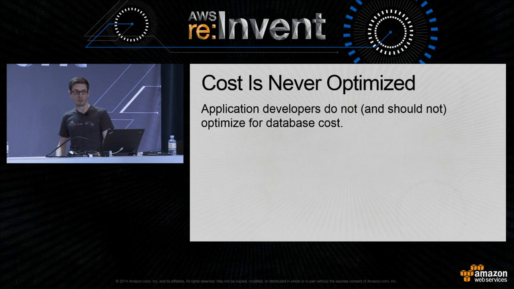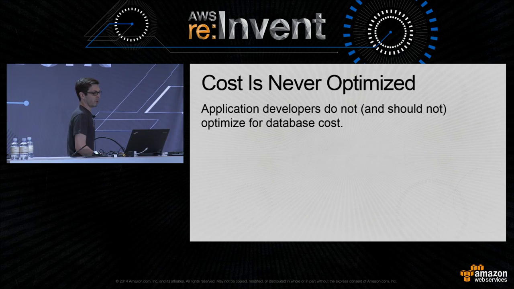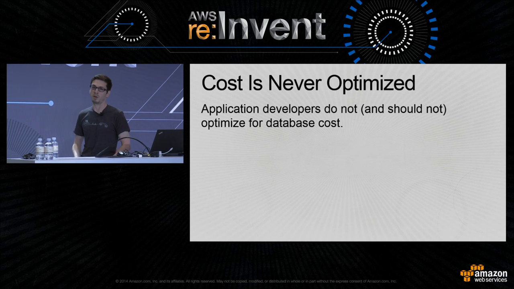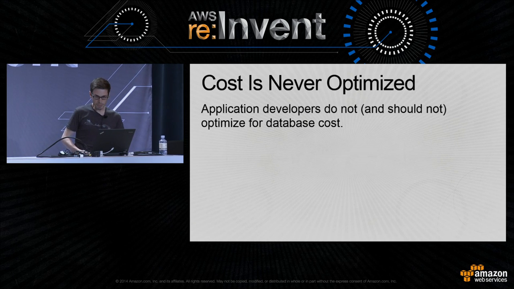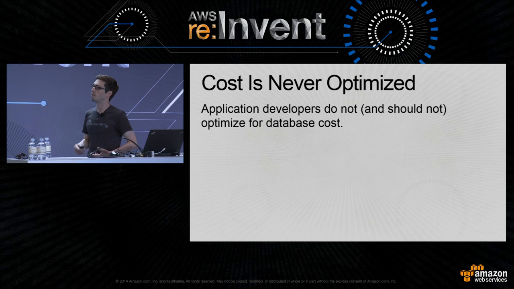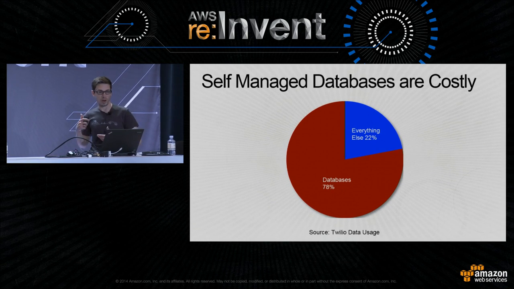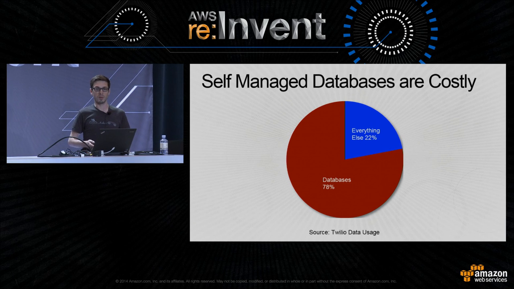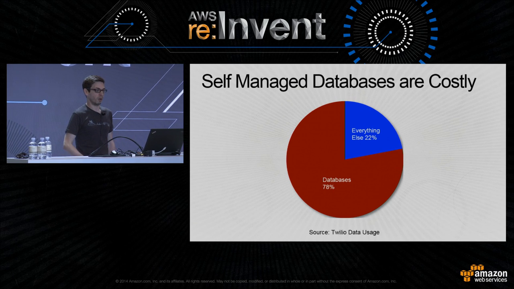So another big problem is that because we have application developers managing these databases and designing these databases, cost is never optimized. We focus first on scaling, and then once we get things working, we shift our focus back to building applications and features. And so what ends up happening is, over time, that adds up. So this is actual data from our team at Twilio. This is the cost of infrastructure, and you can see that databases are a vast majority of the cost, 78% compared to 22% for everything else, which is a lot.